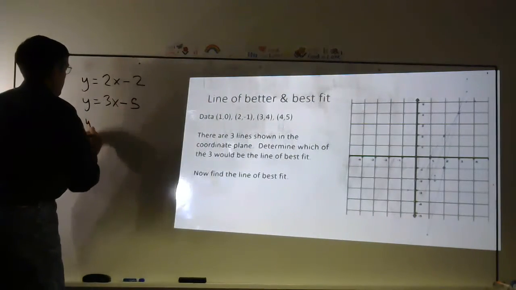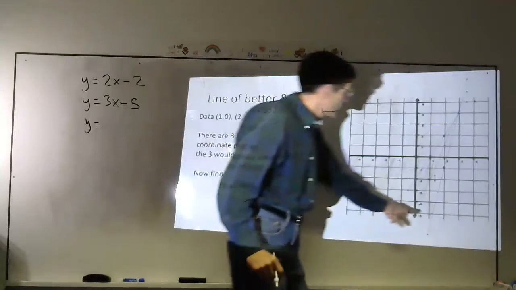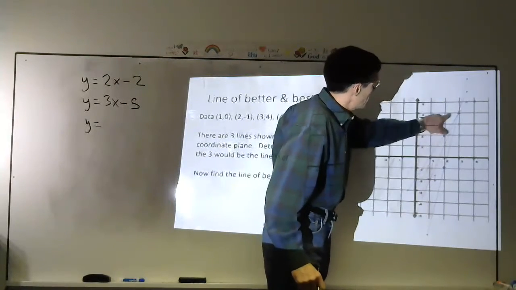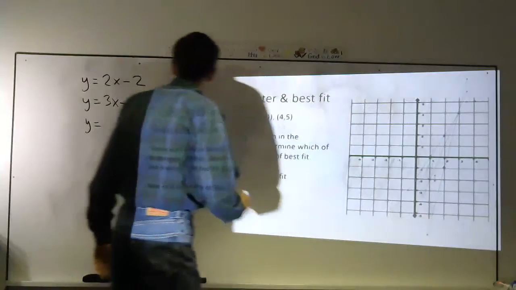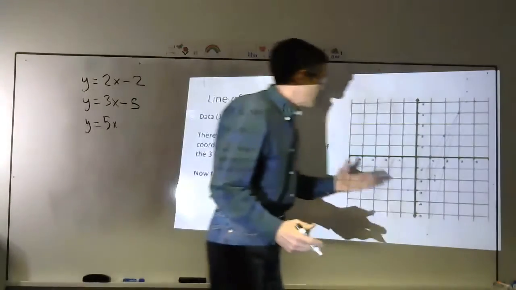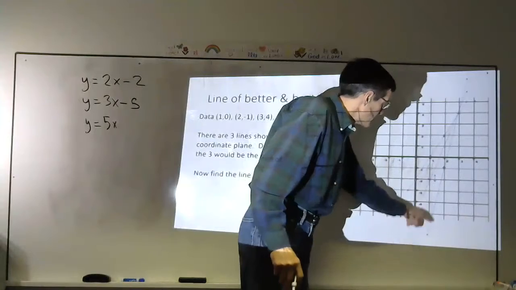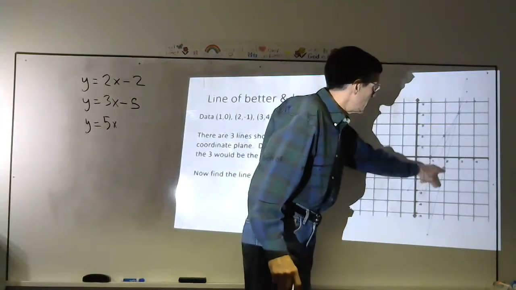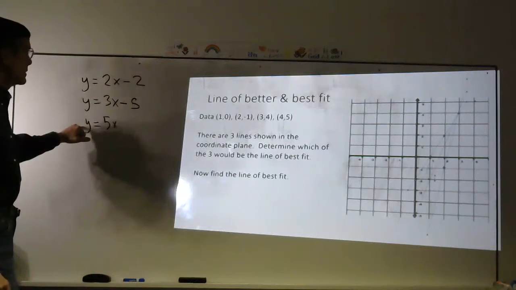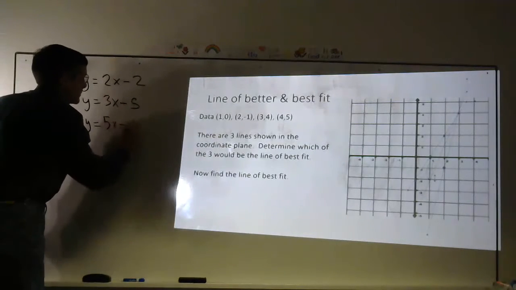Okay? And the third line is this line right here. I know it is up 5 and over 1 for the slope. So it's going to start off y equals 5x. And let's, again, put a point in to find out where it's going to hit the y-axis here. How about the point 2, negative 1? If I put 2 and negative 1 here, I get negative 11.